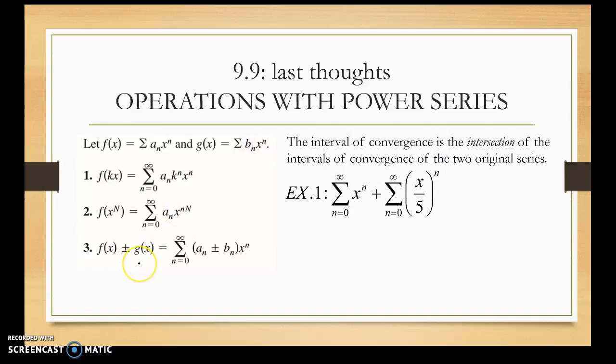I can add known series together, okay? And you can also multiply and divide them. That's what we're going to look at today. The interval of convergence is the intersection of the individual intervals of convergence.